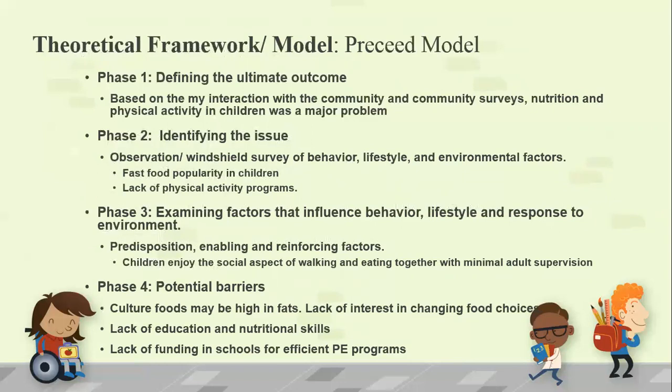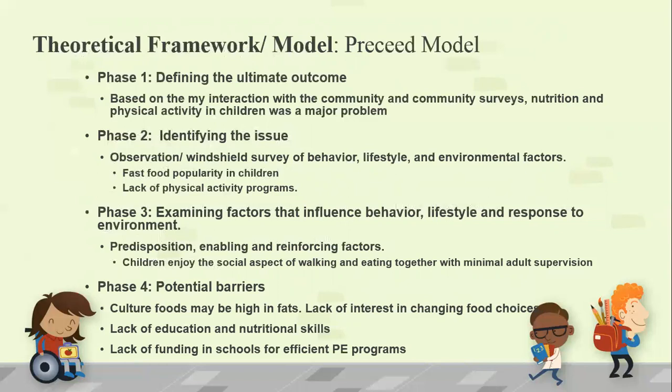For example, one can see that there were many fast food areas that appealed to children. There was also a lack of after-school programs, and many of the children seen were overweight and also glued to their cell phones. Phase 3 helped me examine the factors that influence behavior, lifestyle, and responses to the environment. I could see how social media influenced the behaviors of the children. Many of them were seen on their phones, and they seemed to enjoy the walk together to the fast food restaurant, which was only 2 blocks away from the school. Kids were able to socialize and eat food that they can afford with minimal adult supervision.